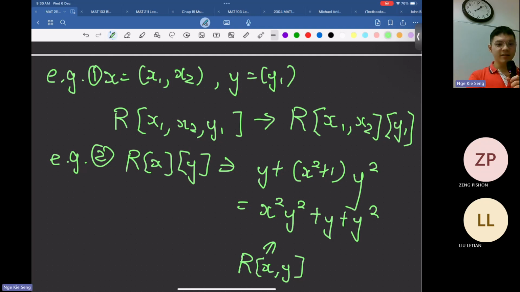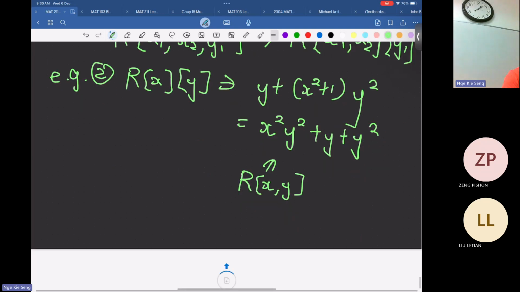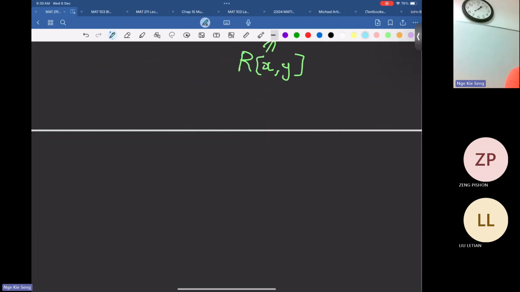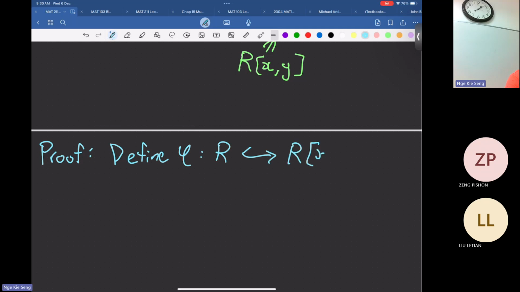If it is making sense, then we won't prove it, because basically this is the proof. So, okay, let me briefly tell you what's going on. Inside the proof, you have a phi. So define a phi such that your R is sitting in your R adjoint x, y.